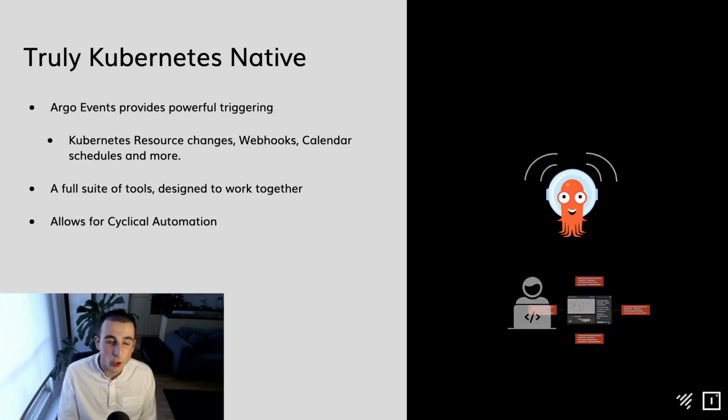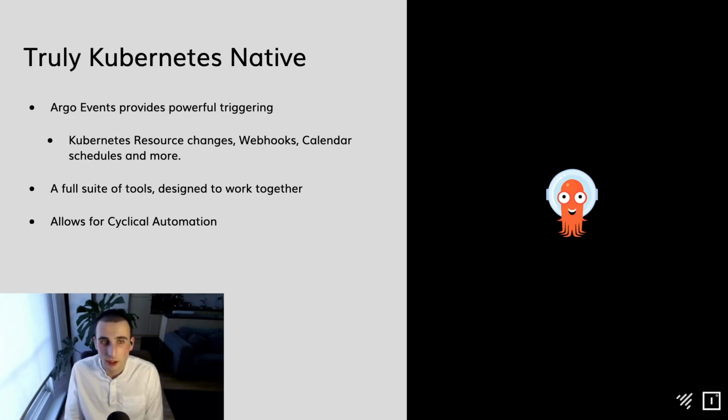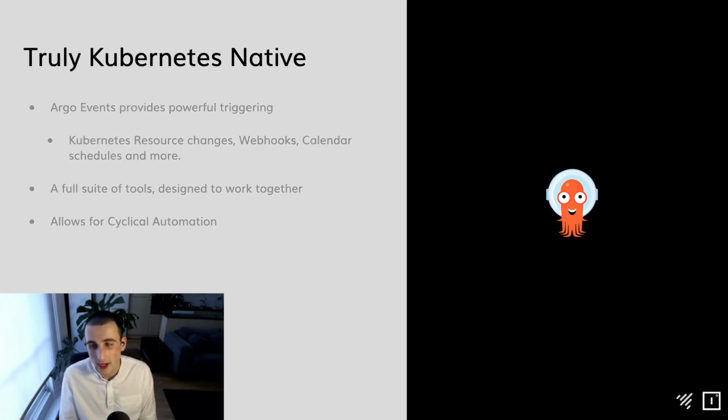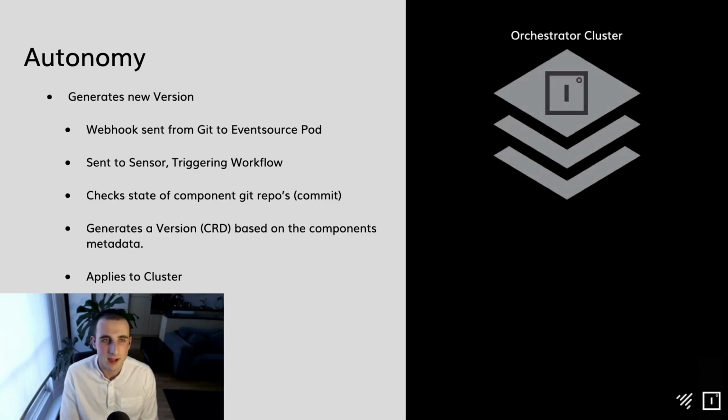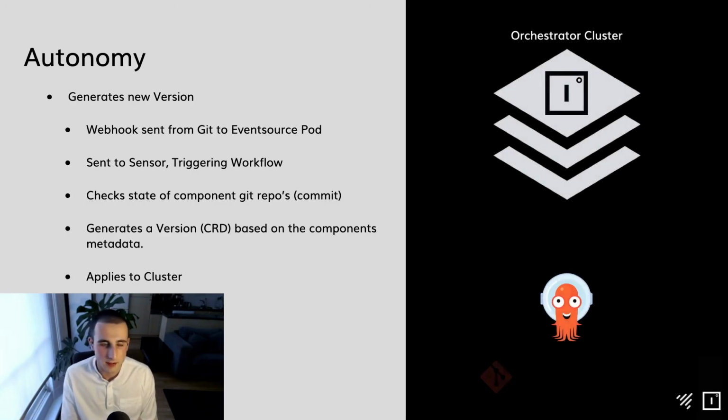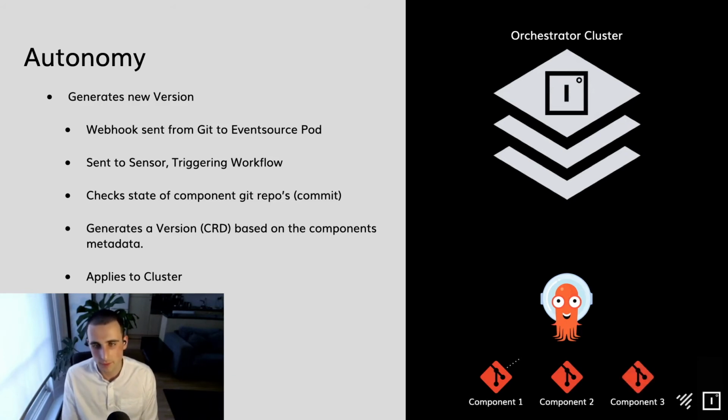So continuing on with this theme of cyclical automation and autonomy, a component change is made in GitHub by an Improbable engineer. This triggers a webhook that is sent from GitHub to the event source pod sitting on the orchestrator cluster. Once the event source is notified, it uses the event bus to send a signal to the sensor that is configured to execute a workflow based off of that event.